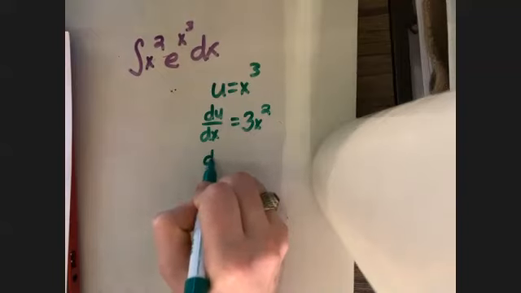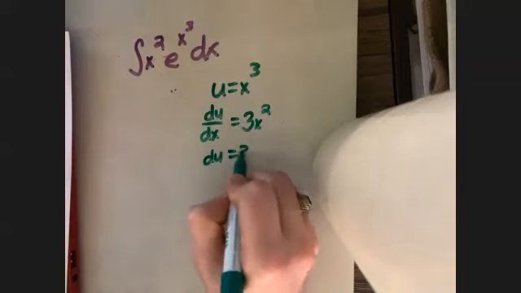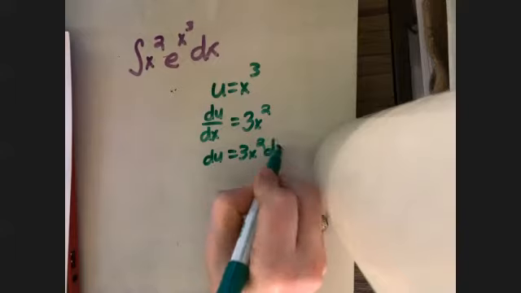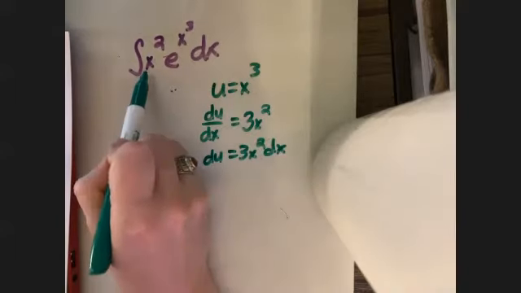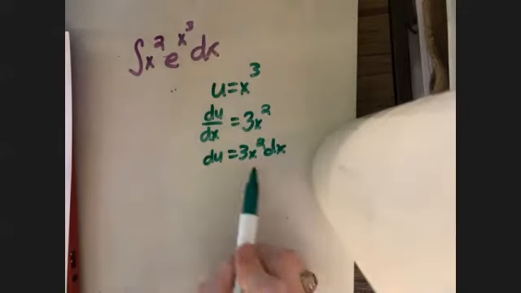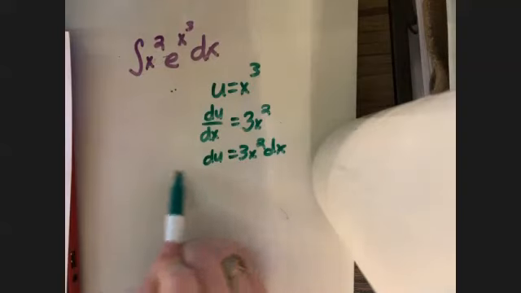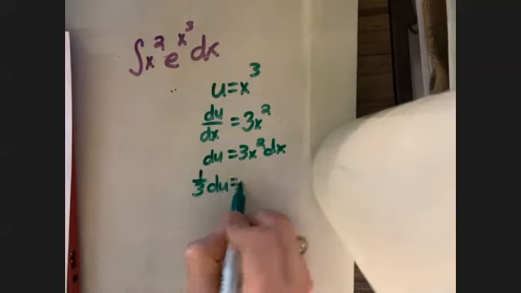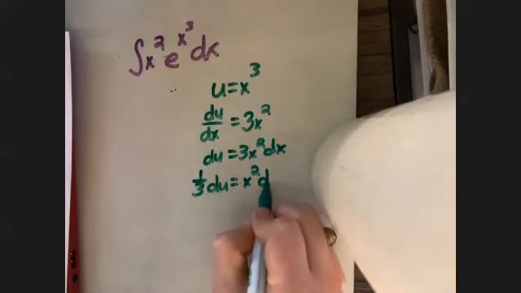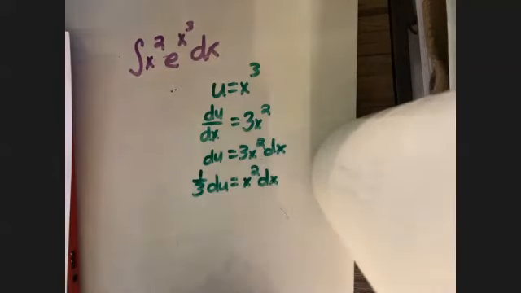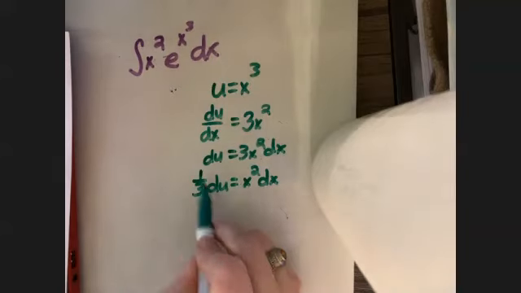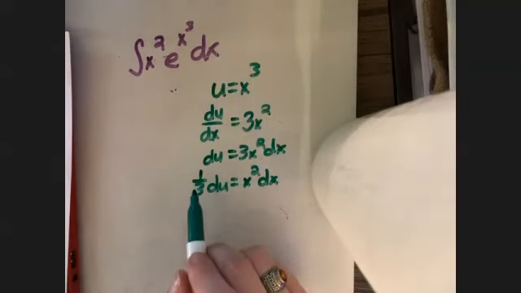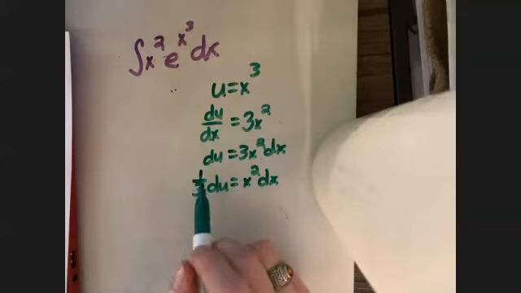Pulling this all over to one side, I've got 3x squared dx. Now look at what we've already got. I've got the x squared and the dx, so I need those two pieces. That means the 3 needs to come back across. So 1/3 du equals x squared dx. Now, we only do this little trick with the numbers. You're not allowed to divide an x back through or anything like that.